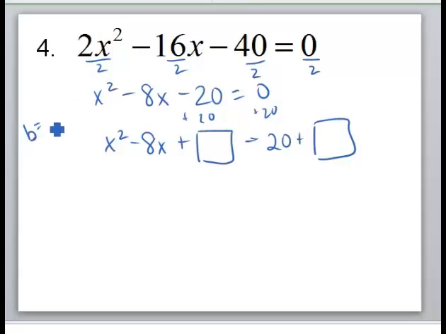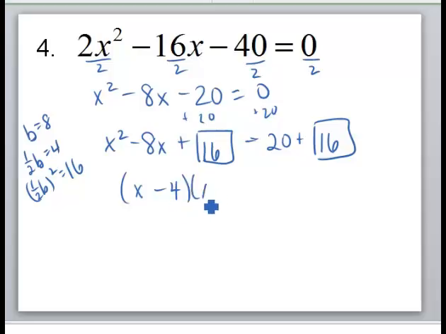So b happens to be 8. Half of b is 4. And then when I square that, I end up getting 16. So I need to put 16 on both sides. This will factor into x minus 4 squared, equals 36.